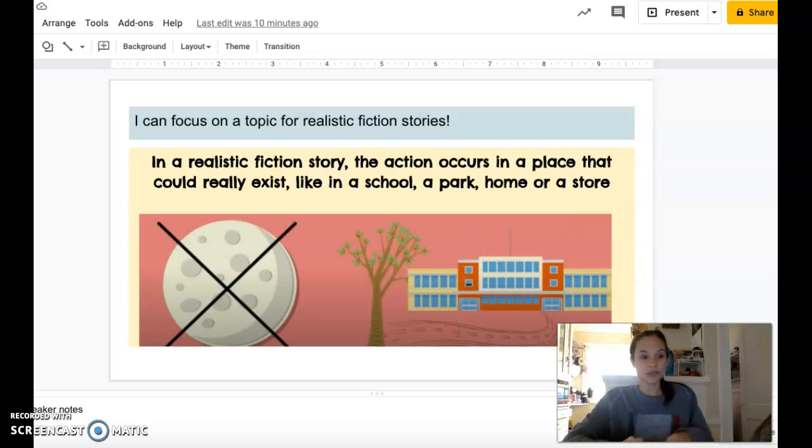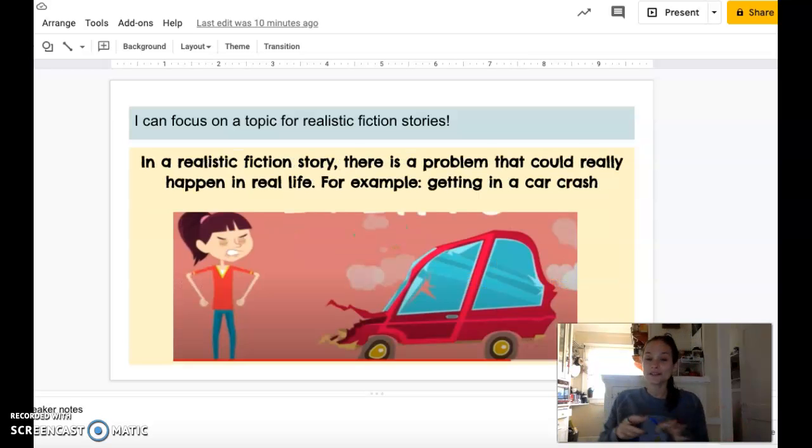In a realistic fiction story, the action occurs in a place that could really exist, like in a school, in a park, a home, or a store. Now, the moon is a real place, but we haven't actually been able to send a classroom or send kids to the moon. So a realistic fiction story could not take place on the moon, in outer space. So I just wanted to mention that. Let's see. In a realistic fiction story, there's a problem that could really happen in real life. For example, getting into a car crash.